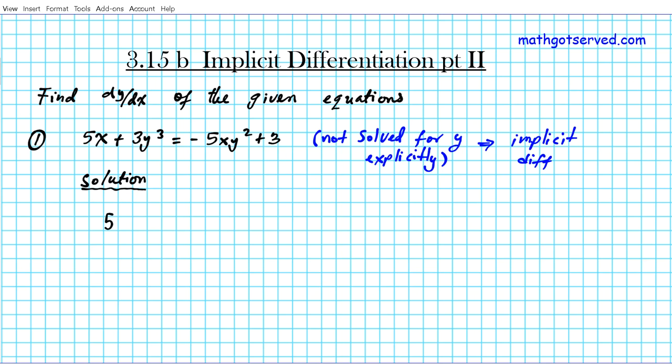Okay, so we have this implicit equation, 5x plus 3y to the third equals negative 5xy squared plus 3. And we are differentiating with respect to y. I mean to x, sorry. So we want to find d/dx of this equation. So if you're looking for a derivative with respect to x, that basically means that we're paying attention to terms and checking out to see if they are in agreement with x or not.